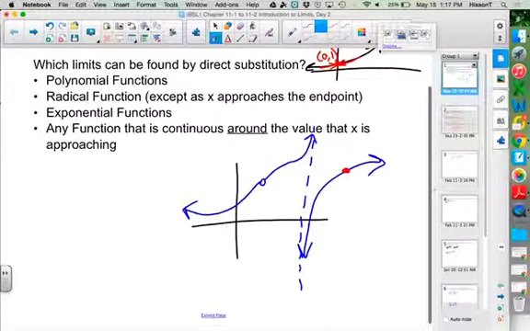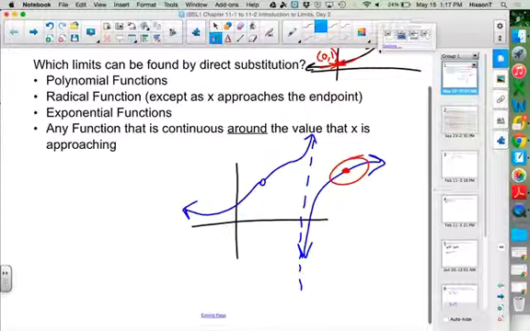Because at this point over here, this hole is having no influence on us. And this asymptote has no influence on the function. We are simply looking at that part of the graph, and because our function is continuous around that part, I can find the limit by simply plugging that value of x in. Okay?